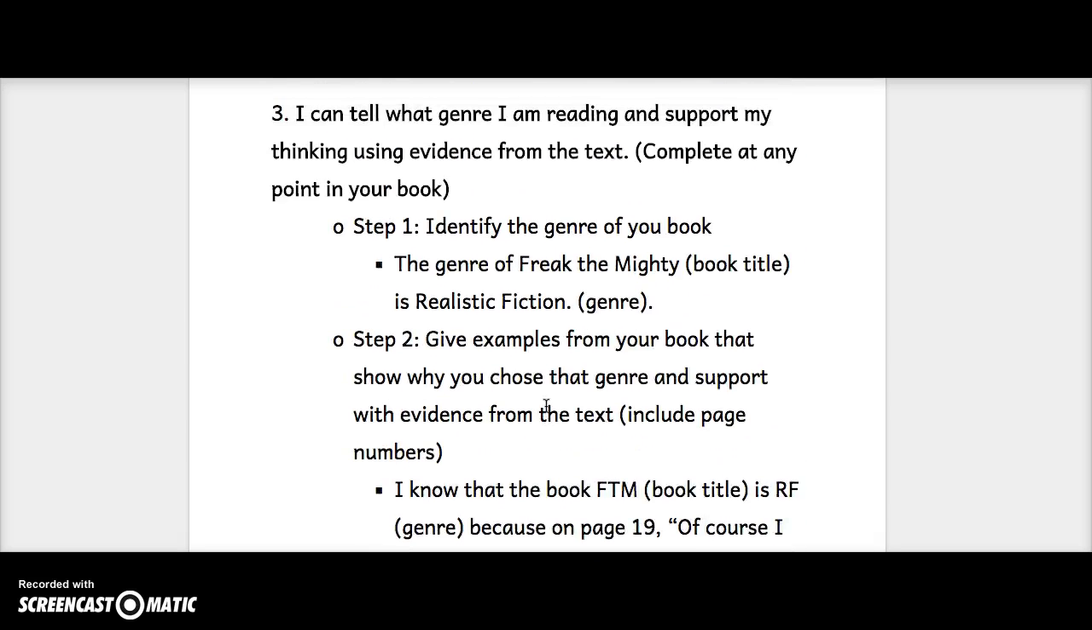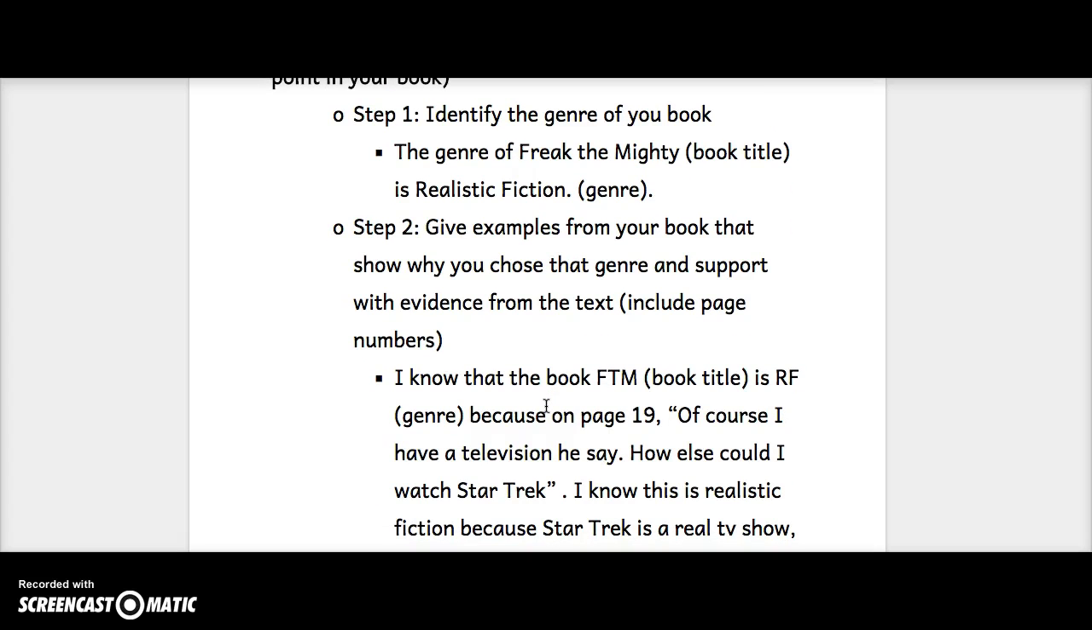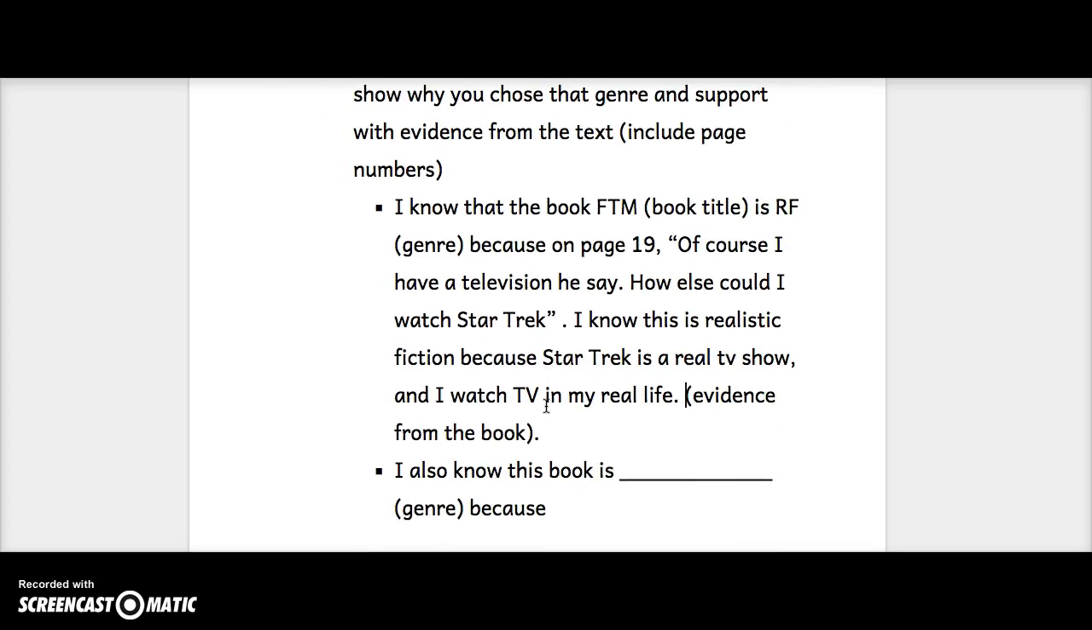So just to review, what you need to do is you need to identify the genre of your book, and then you need to give 2 examples from your book that show why you chose that genre and support it with evidence from the text. And make sure that you really explain your thinking so that we can see how you understood what the genre of your book was. So this is I can statement number 3.